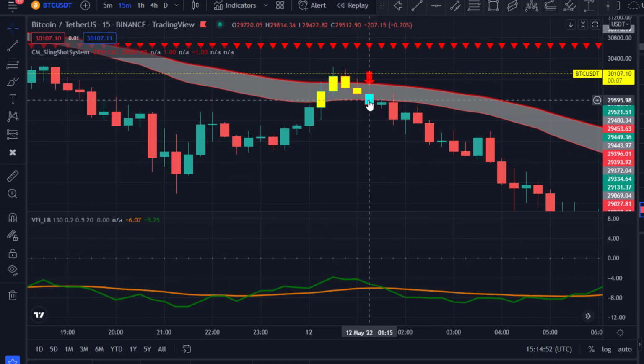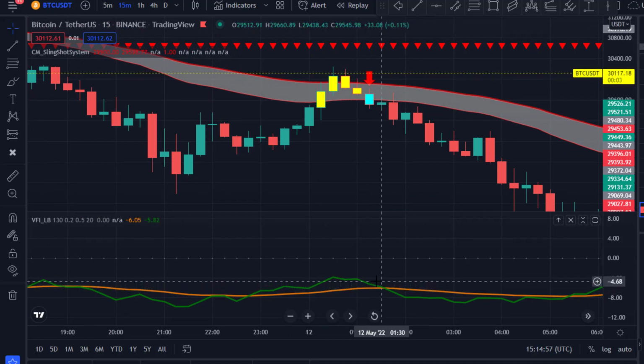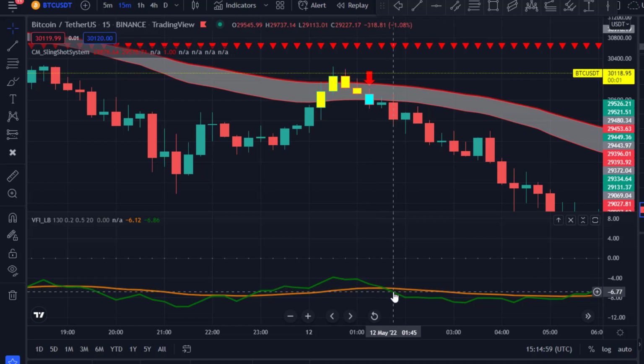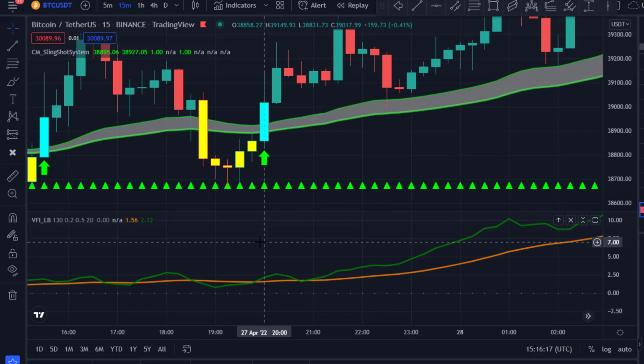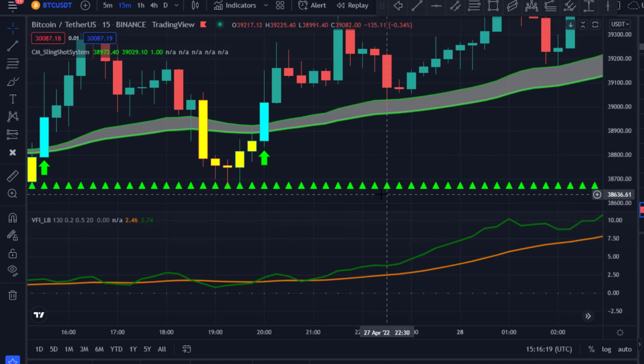Here, we have three conditions, but the green line is above the orange line, so we will not enter this position. We have to wait until the green line comes below the orange line, so we can enter later. For long trades, all conditions are reversed.